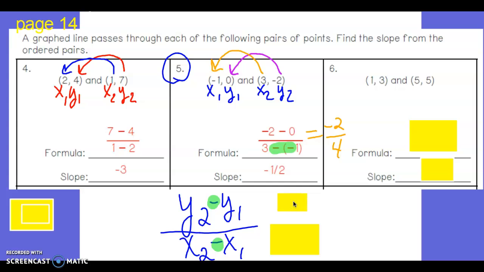Now I want to show you something at this point. If these points were in reverse, and for instance in number 6, let's say I gave you the 5, 5 first and the 1, 3 second, do you think that would give you a different answer?